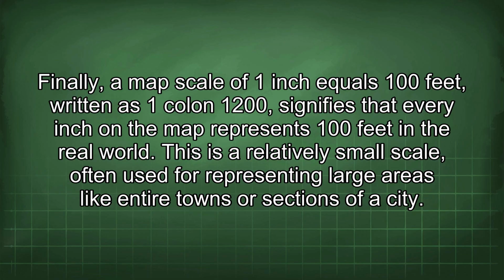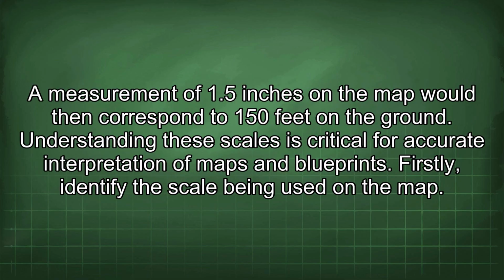Finally, a map scale of 1 inch equals 100 feet, written as 1:1200, signifies that every inch on the map represents 100 feet in the real world. This is a relatively small scale, often used for representing large areas like entire towns or sections of a city. A measurement of 1.5 inches on the map would then correspond to 150 feet on the ground. Understanding these scales is critical for accurate interpretation of maps and blueprints.